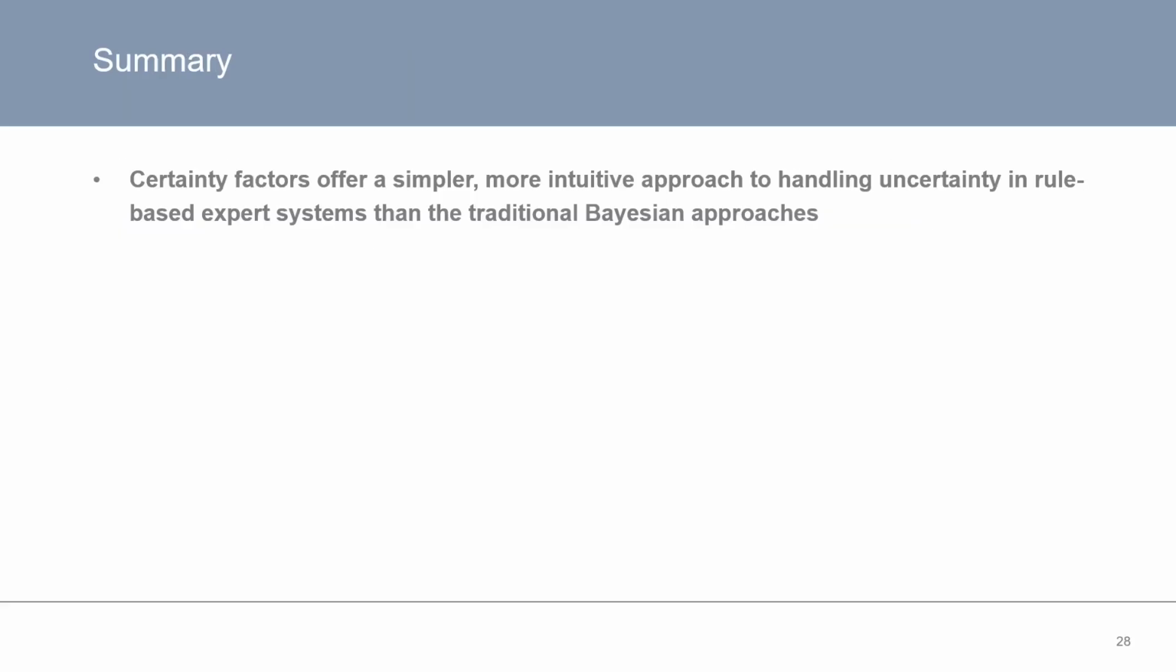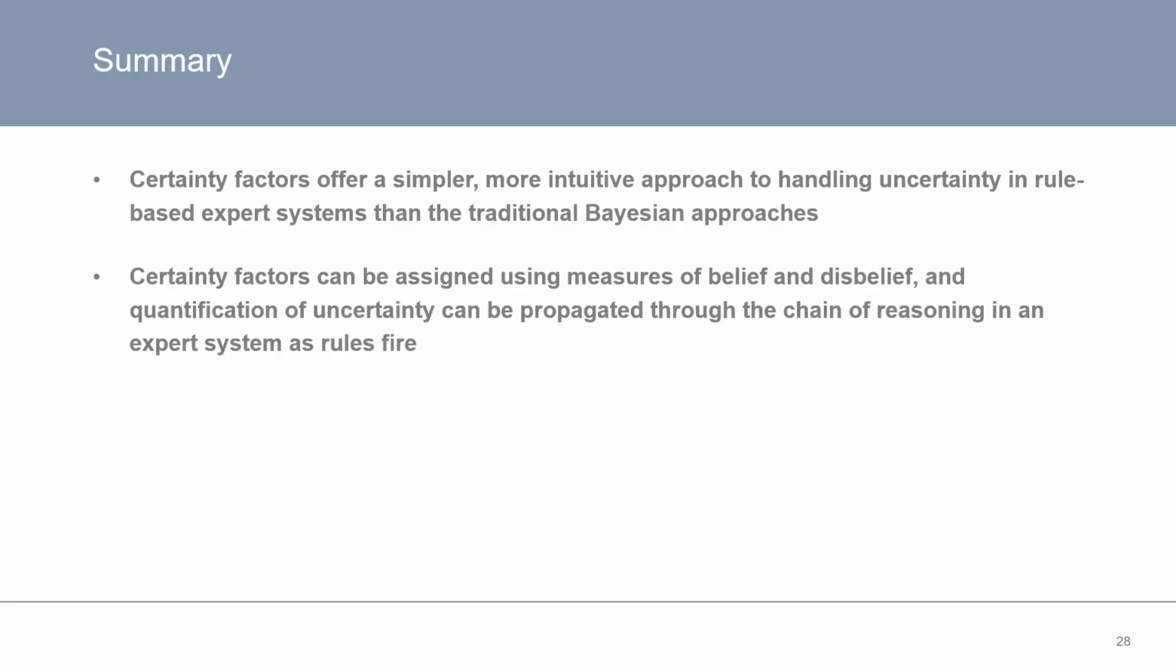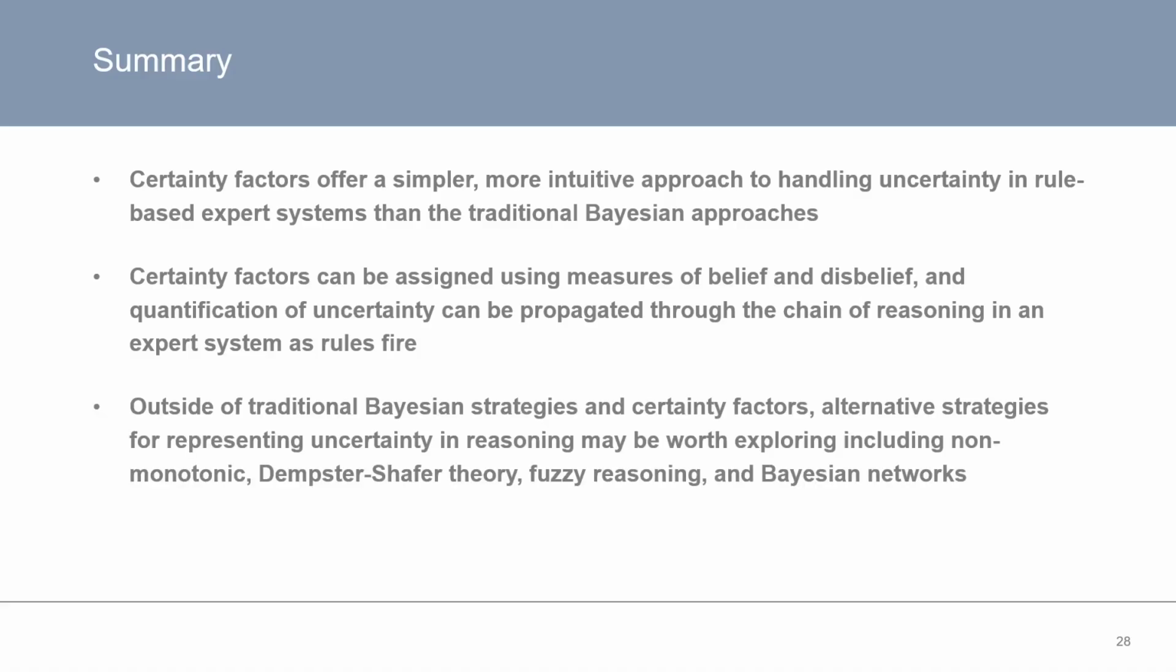To summarize this lecture, certainty factors offer a simpler, more intuitive approach to handling uncertainty in rule-based expert systems than the traditional Bayesian approaches. Certainty factors can be assigned using measures of belief and disbelief, and quantification of uncertainty can be propagated through the chain of reasoning in an expert system as rules fire. And lastly, outside of traditional Bayesian strategies and certainty factors, alternative strategies for representing uncertainty in reasoning may be worth exploring, including non-monotonic, Dempster-Shafer theory, fuzzy reasoning, and Bayesian networks.